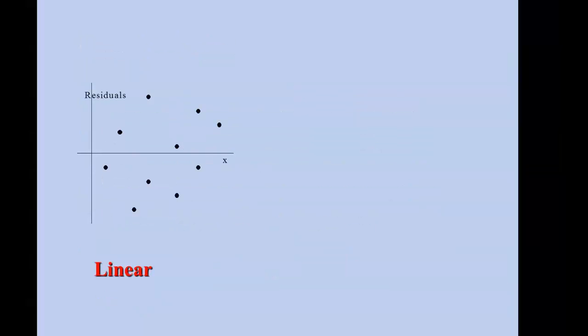So in this first graph, this is what's called a good residual plot. This is a linear residual plot. I jokingly like to say that it looks like a shotgun blast. It just looks like someone shot up the wall. There's no clear pattern going on.